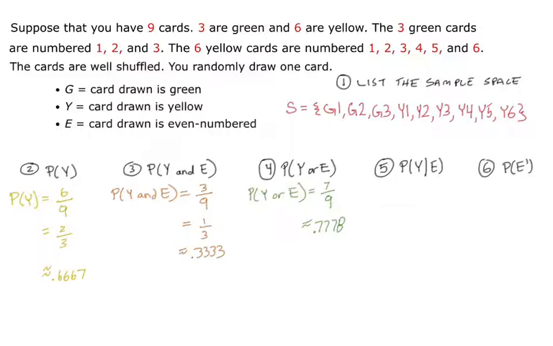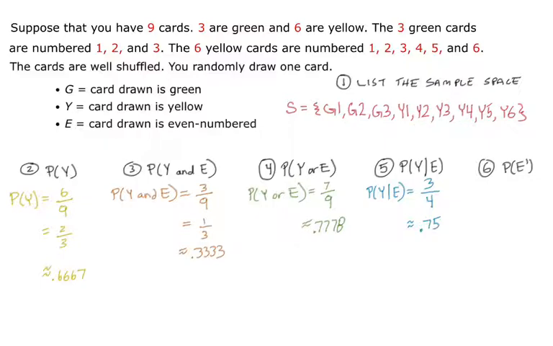And then a conditional one, Y, you pull a card that's yellow given that it is even. So if we're giving you the fact that it's even, that means that one of these cards here was selected. So there's only 4 of those. And out of those, how many are yellow? 3 of those. So 3 out of 4, or 0.75.